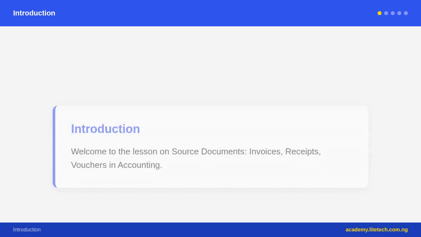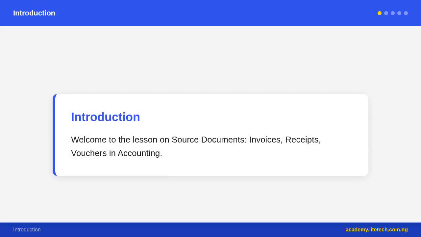Today we study source documents: invoices, receipts, vouchers. What are source documents? Source documents are the original written evidence of business transactions. They provide the primary proof that a transaction has taken place. Before any transaction is entered into the books of account, there must be a source document to support it.